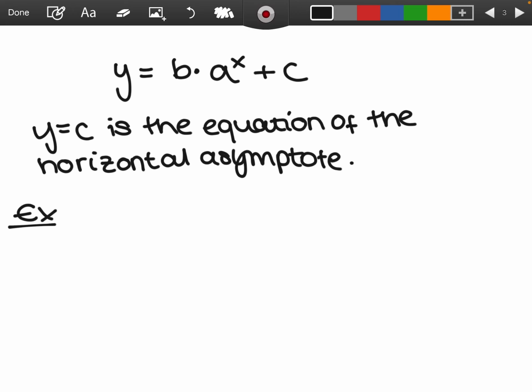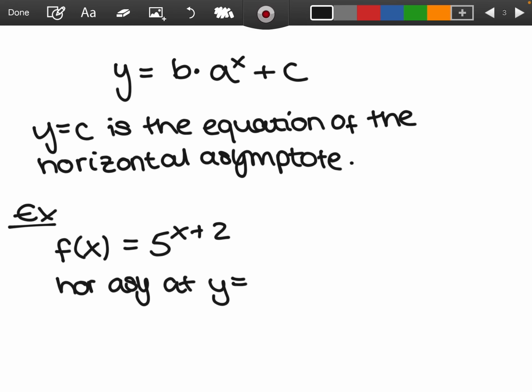One more example that I will do here just to make sure that we're all good with this horizontal asymptote thing. If I've got f of x or y is equal to 5 to the x plus 2, this is going to shift my graph of 5 to the x to the left by 2 units. My horizontal asymptote is still at y is equal to 0 because I'm not shifting up or down, so that c value is still 0. So keep that in mind whenever you do this.